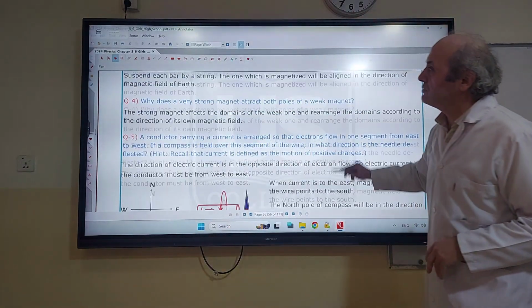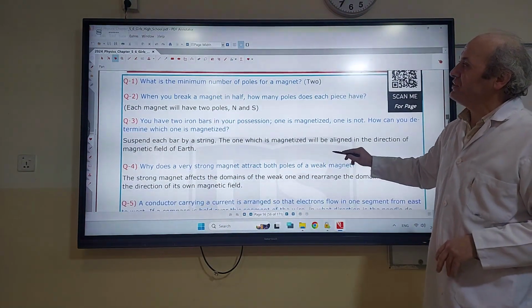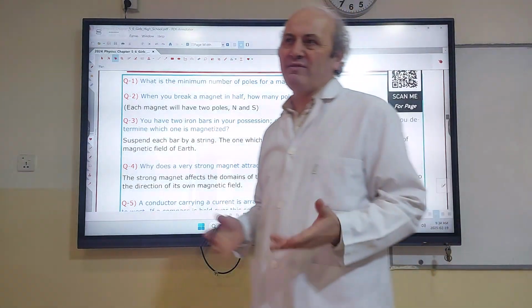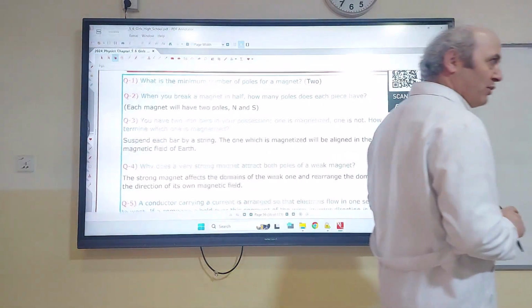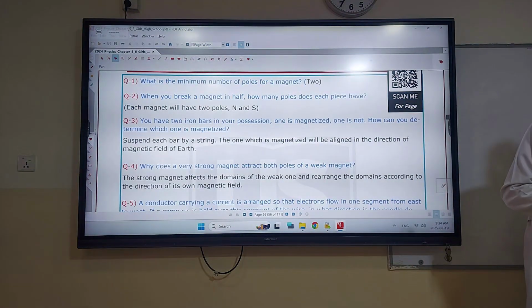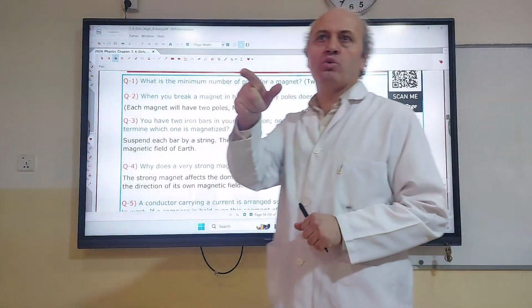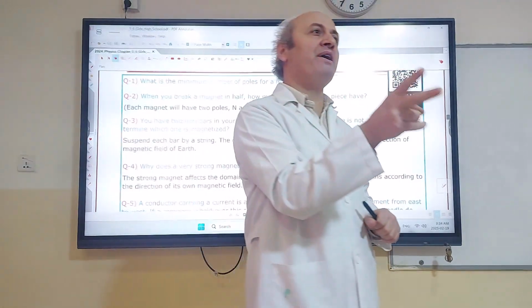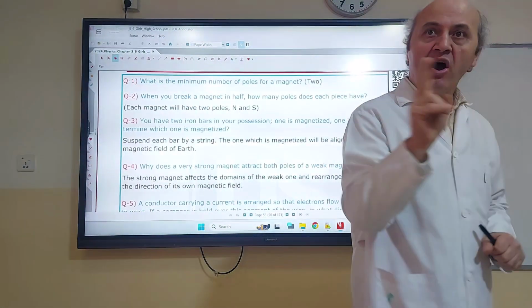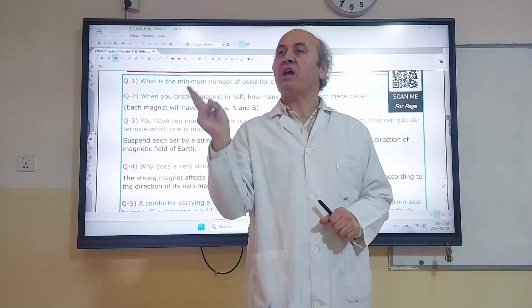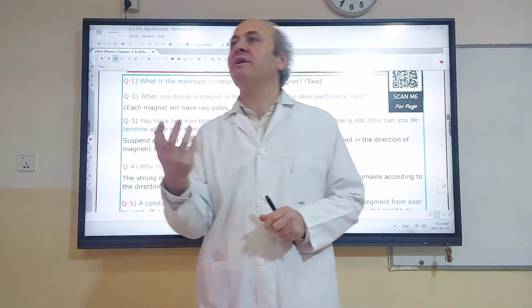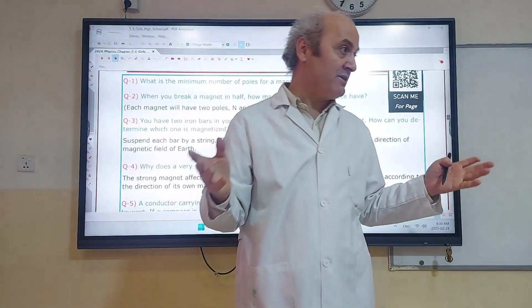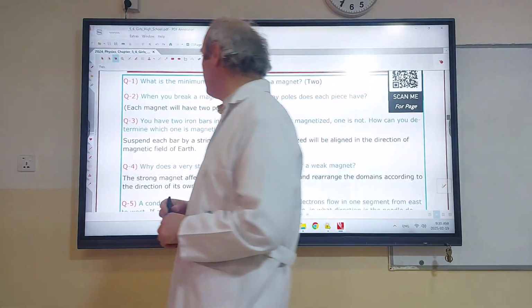Question number 1. What is the minimum number of poles for a magnet? You know, there are 2 poles, N and S. Each magnet has 2 poles. Even one of the section questions was like this: if you break a magnet into 2 pieces, how many poles would each piece have? 2. It doesn't matter how many times you break it, because each domain has an N pole and an S pole. Every magnet has an N pole and an S pole.